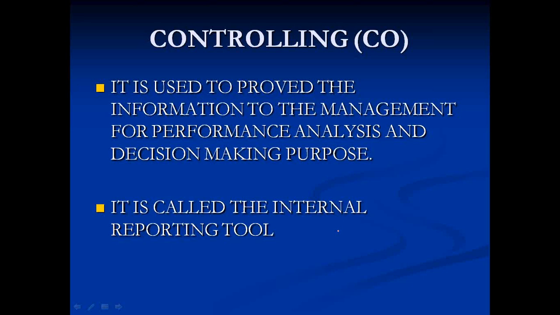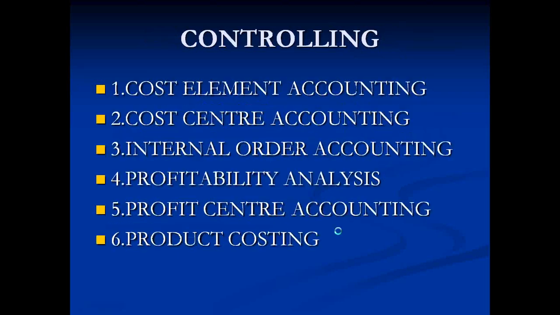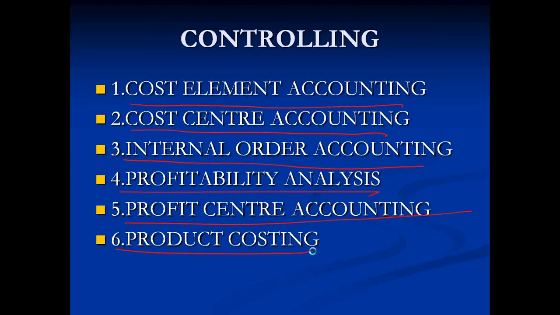See here, using this controlling component, we can provide information to the management. That's why this is called an internal reporting tool. So again, under the controlling component, we have cost element accounting, cost center accounting, internal order accounting, profitability analysis, profit center accounting, and product costing. So these are the 6 sub-modules I am going to cover in our training classes.